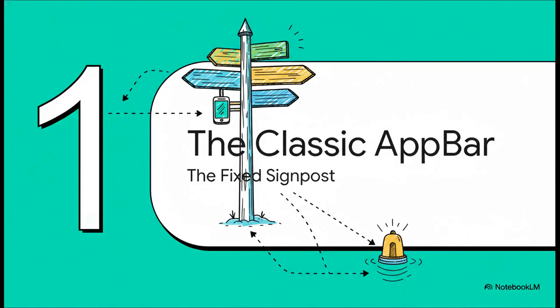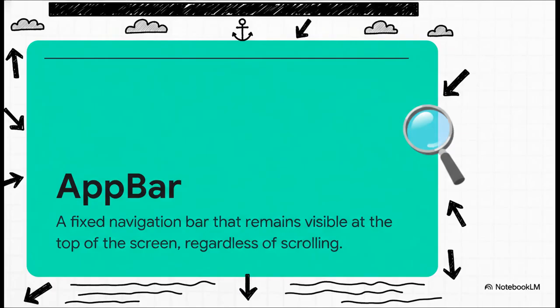All right, let's start by walking down that first path with the good old classic, the reliable app bar. This is the widget most of us start with, and honestly, for a very good reason. It's like the fixed signpost for your app's navigation. It's always there, and it does its job perfectly. So what is it at its core?